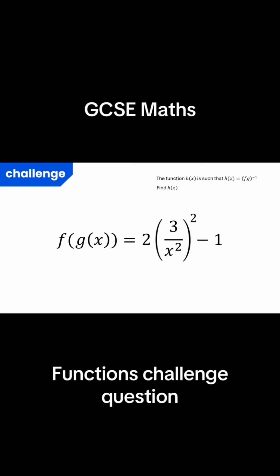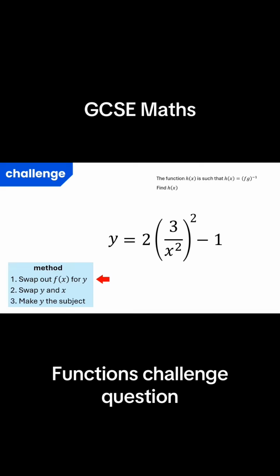Now we have an expression for our composite function, we can start to think about how we might find the inverse of it. We can remind ourselves of the three-step method that we wrote down previously. So we can start by swapping out the function for y. We can then move on to the next step, which is to swap y and x around. And finally we can move on to the third step, which is to make y the subject.